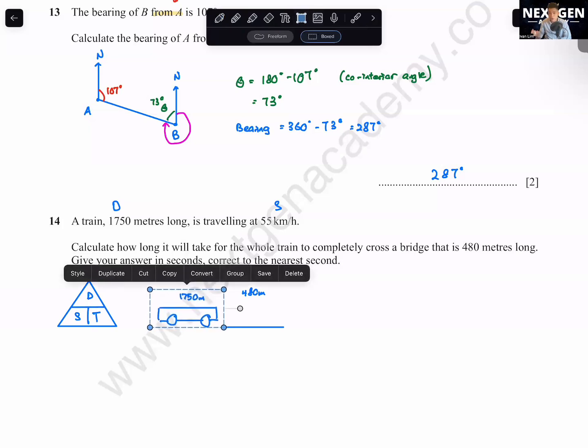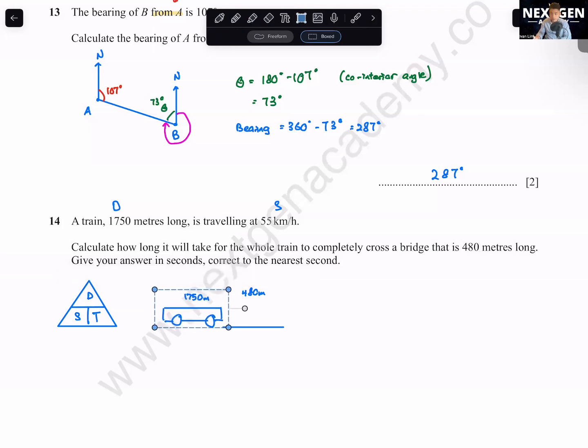Because when they say completely cross the bridge, imagine you got a timer right now. How are you starting your timer or your stopwatch? When the head part of the train first enters the track, we start the time. Understand? Then the timeline keeps going on. Do we stop the time when the head of the train is in front like that? No, right? We only stop the timer when the entire train crosses the entire bridge. So it needs to clear 1750 plus 480, because only at the back side of the train do we stop the timer.